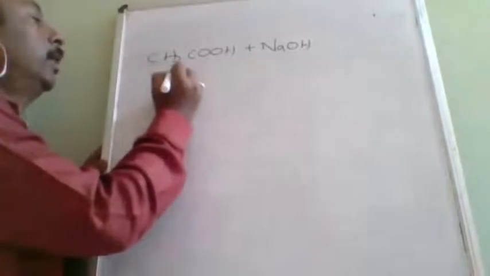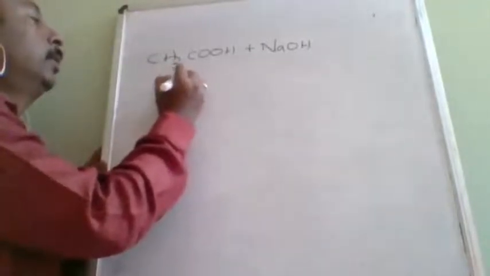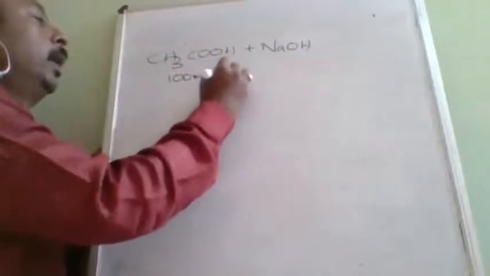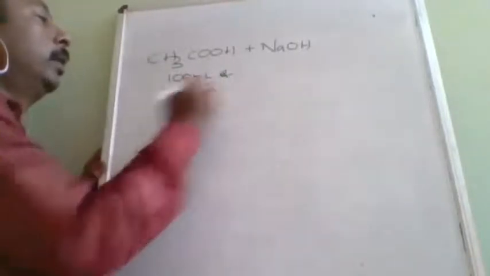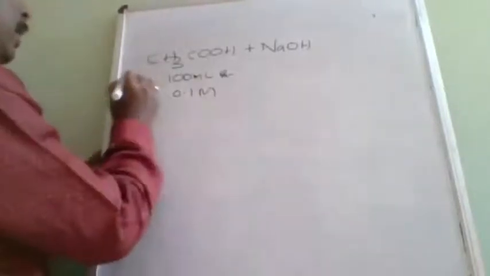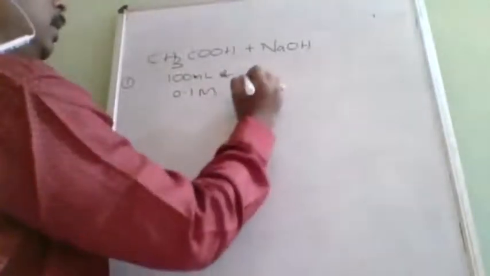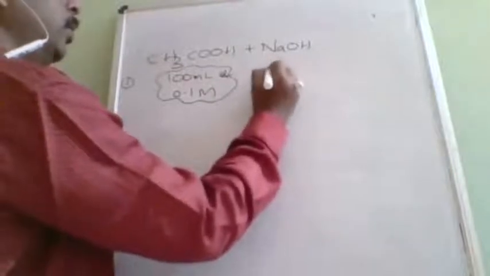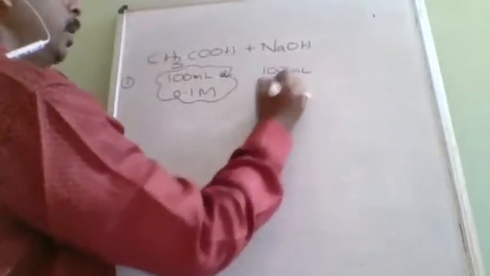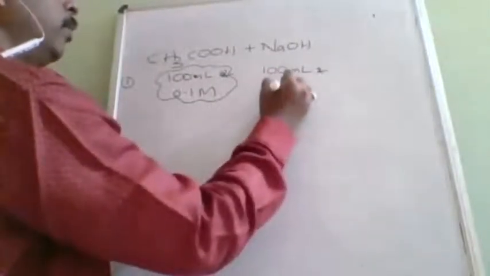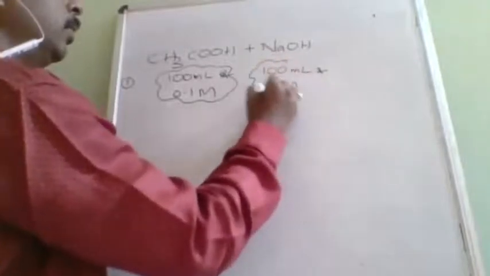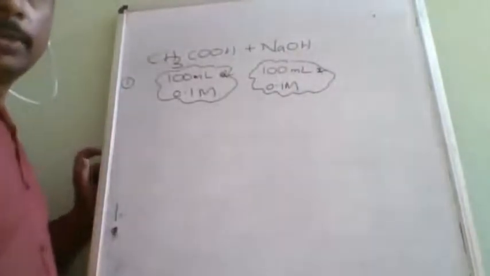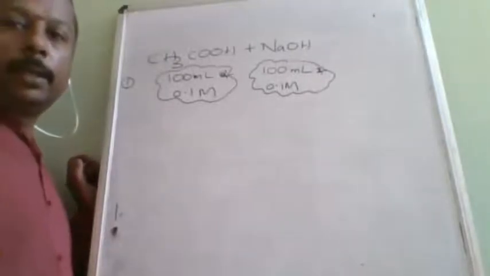First, I am taking the case of 100 ml of 0.1 molarity. This is the first condition, and this is the acid I am taking. Here also 100 ml and 0.1 molarity. So will it form a buffer or not? That is the question.